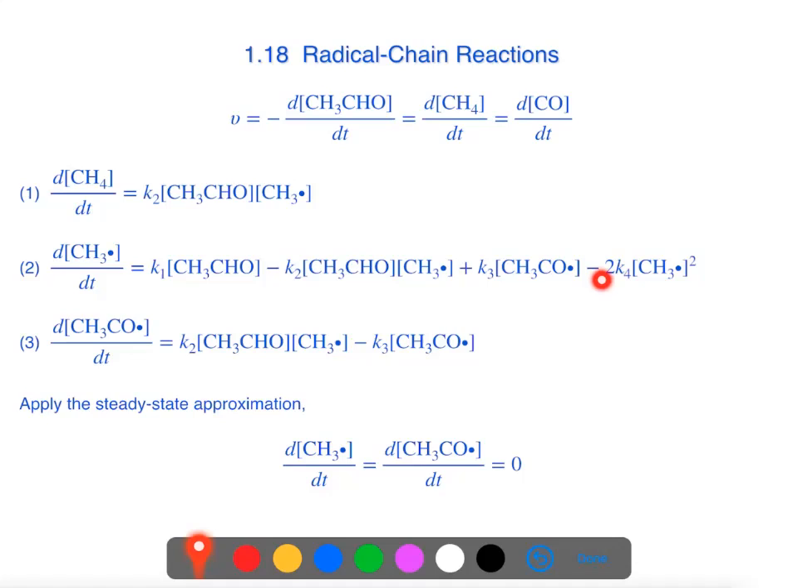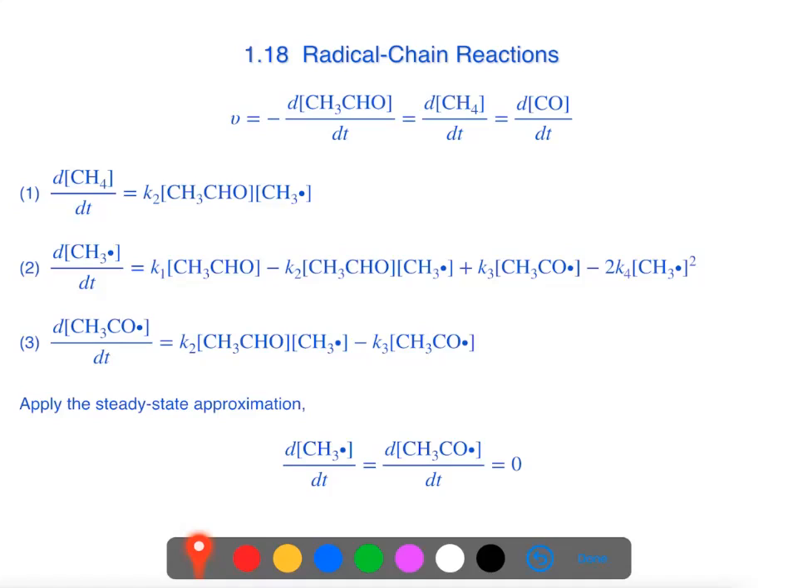Now, the reason why we include a factor of 2 here is because we're solving for the formation of a single methyl radical. But in this step, two methyl radicals are consumed in that elementary reaction step. So not only do we have a square term, CH3 times CH3, but we also include a factor of 2 to represent the fact that two molecules of this methyl radical are being consumed in a single elementary step.